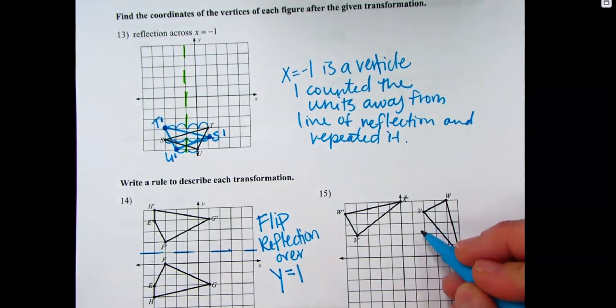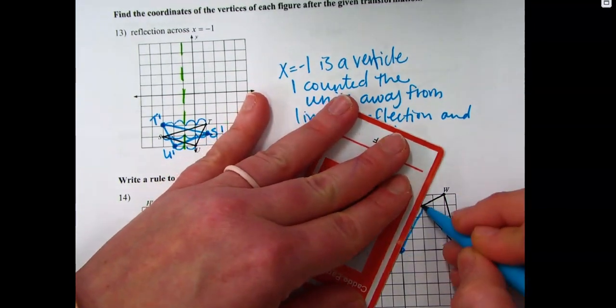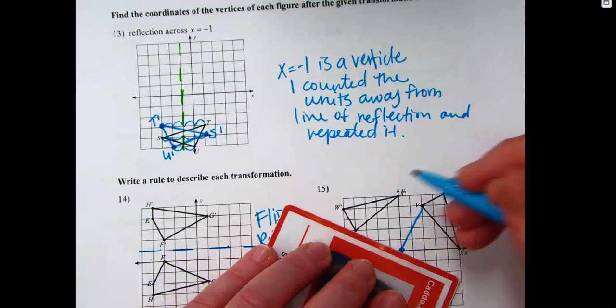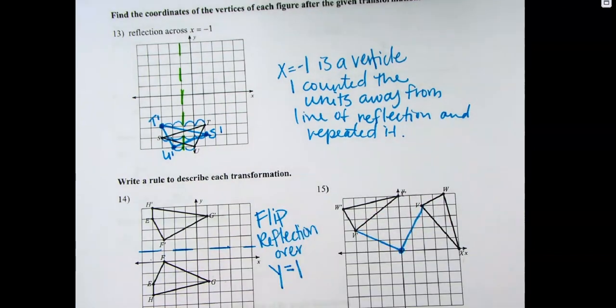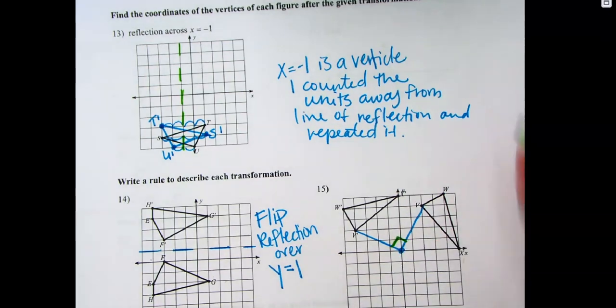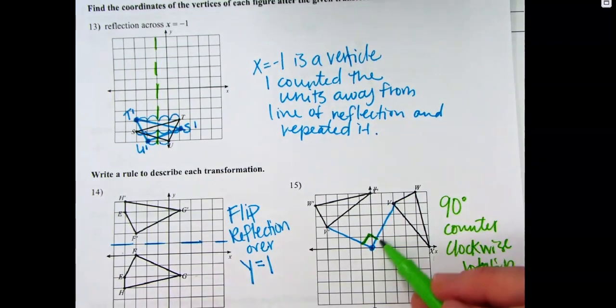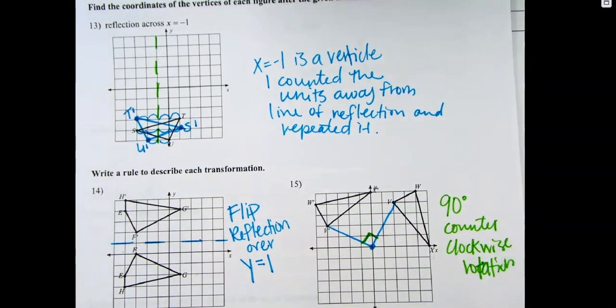This one is a rotation. You can see it's rotated, and it is around the origin. If I connect that back to the origin each time, you can see that it's rotated. You can also see it's rotated 90 degrees counterclockwise. 90 degrees counterclockwise rotation. Okay, and I think this justifies what I'm saying. You can see here I drew that, which gives me that 90-degree angle.